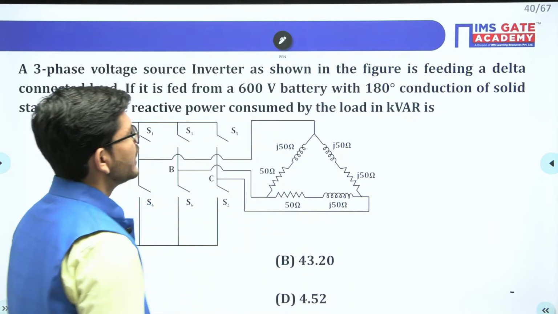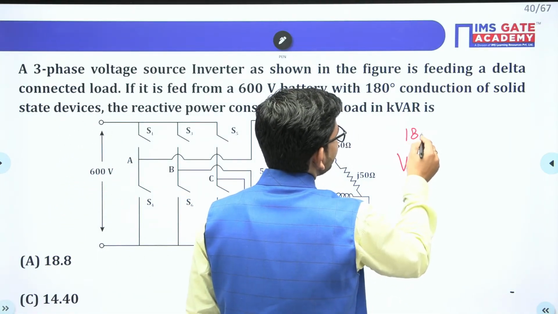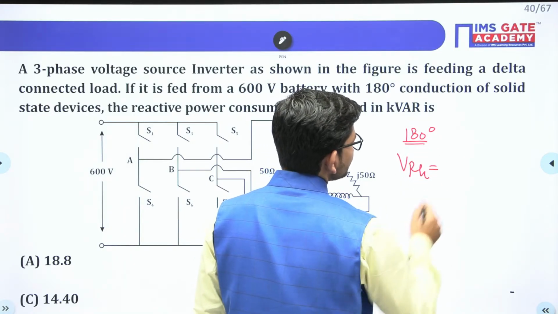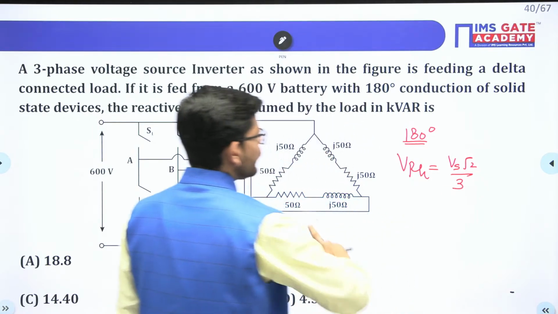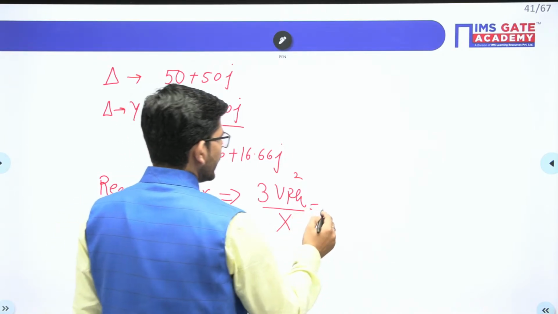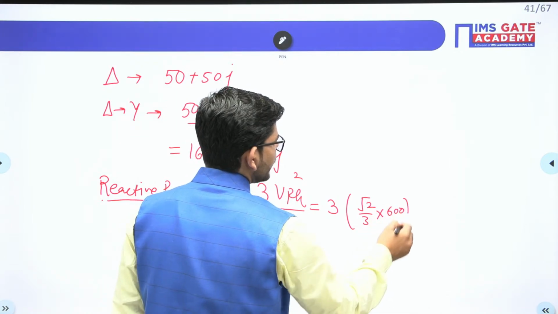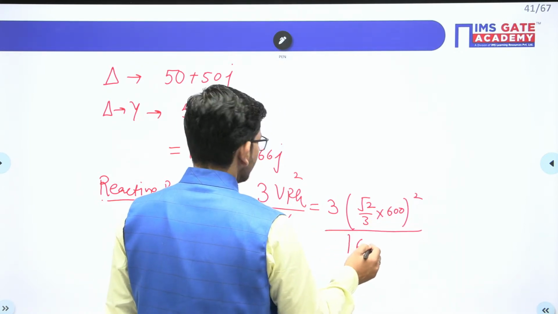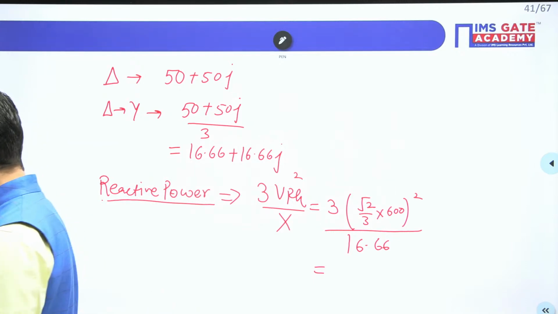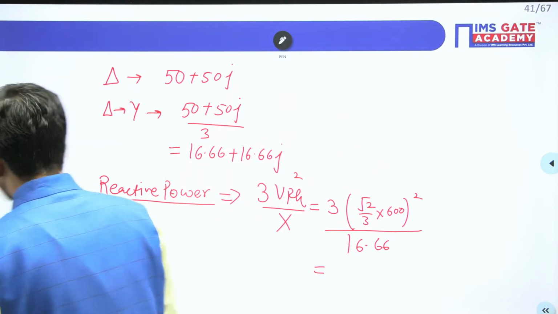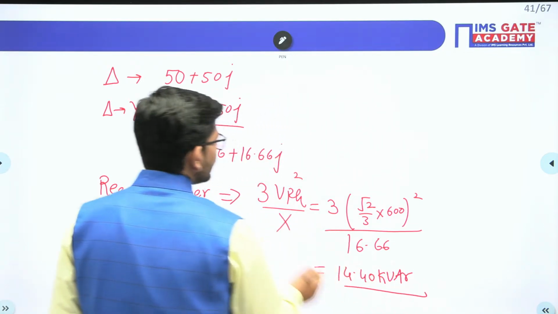And which type of inverter do we have? It is a 180-degree inverter. So in case of a 180-degree inverter, what is the phase voltage? The value of phase voltage is Vs root 2 by 3, isn't it? So just write these values here and you will calculate what is required. Root 2 by 3 into Vs, which is 600, squared, divided by the value of X, which is 16.66, isn't it? So when you solve this, you will get the required answer, and it is 14.40 kVAR. This will be the reactive power required.